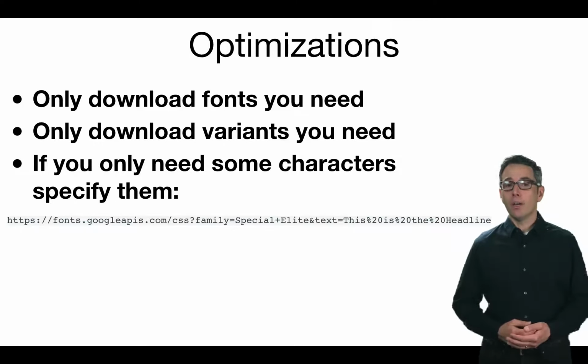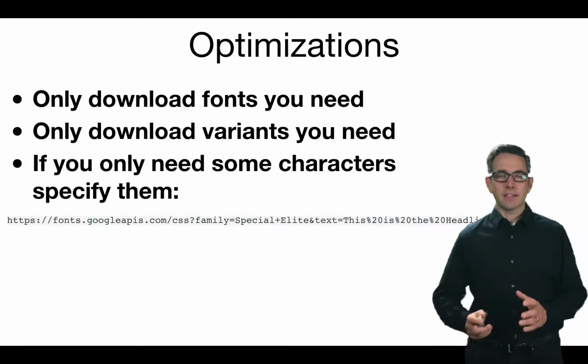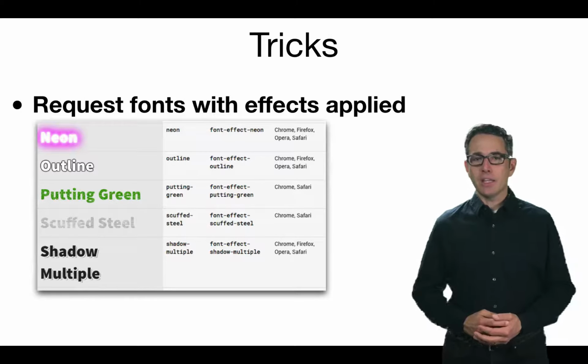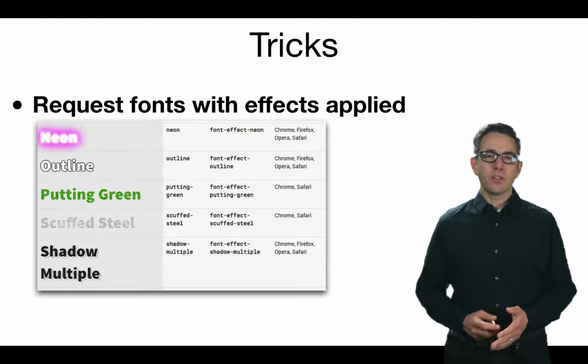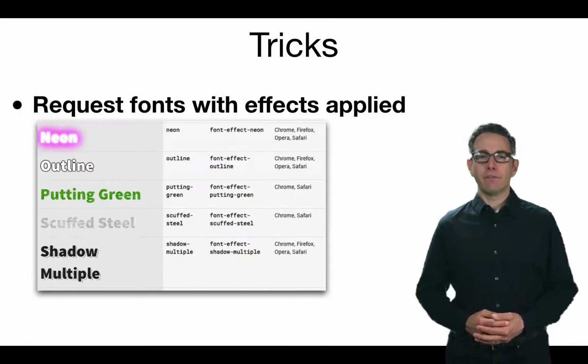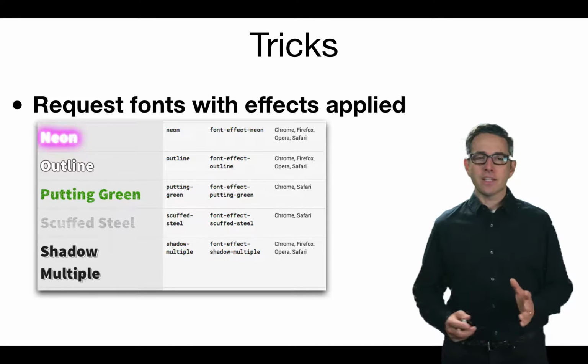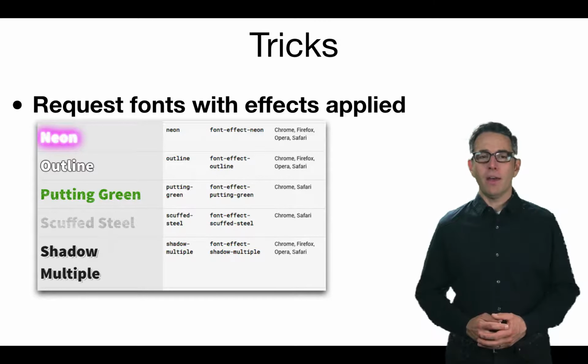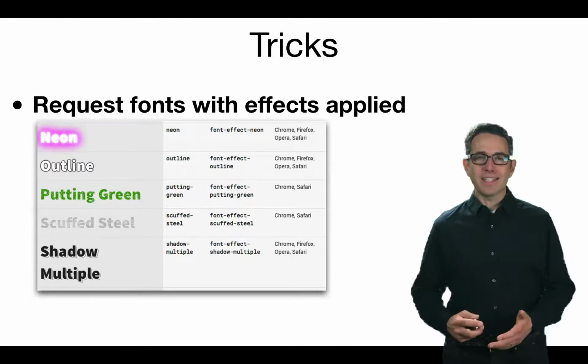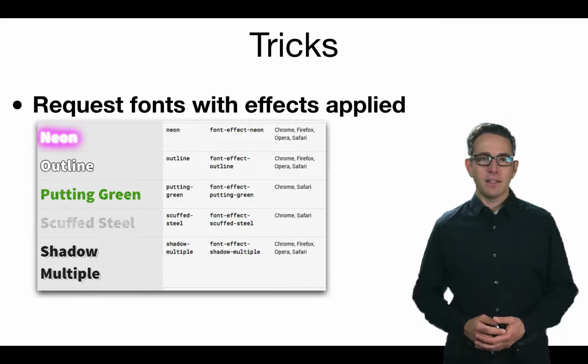And if you go to the Google Font website, you'll see that there are a lot of other options of ways in which you can tweak the system to get different kinds of fonts. One other one is a trick that you can leverage, which is you can specify that when you get your font from Google, you would like a font effect applied to it before you download it. So there's probably 40 different font effects that you can apply. In this case, I just showed you a few of them: neon, outline, putting green, scuff steel, and multiple shadow. And what Google will do is it will apply this effect to any font that you select if you construct the appropriate URL.